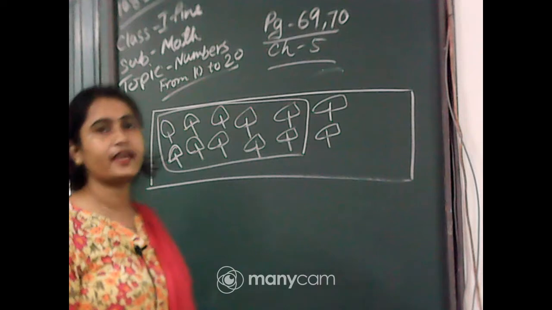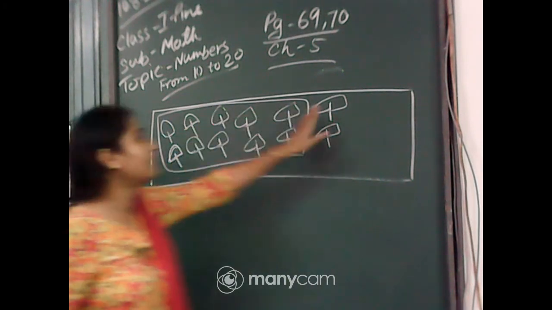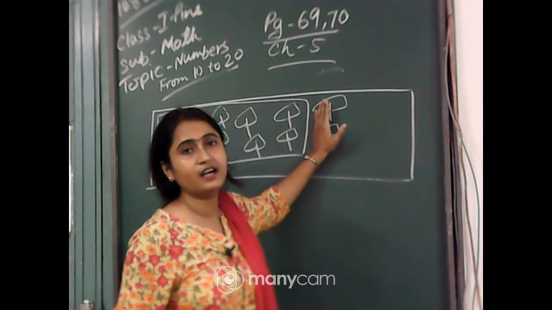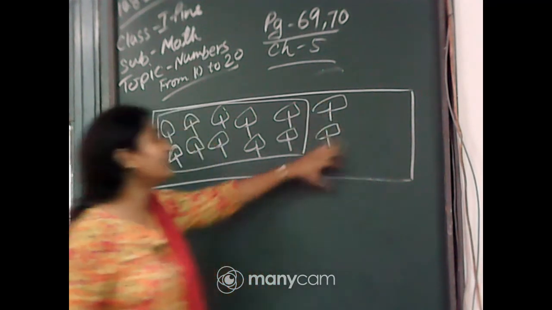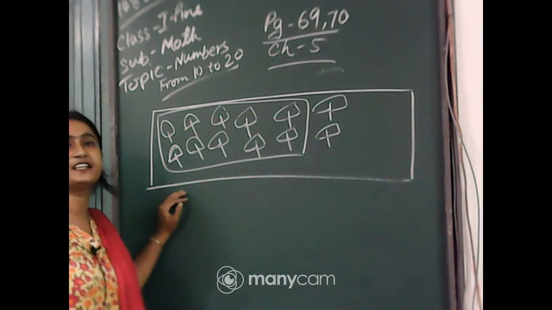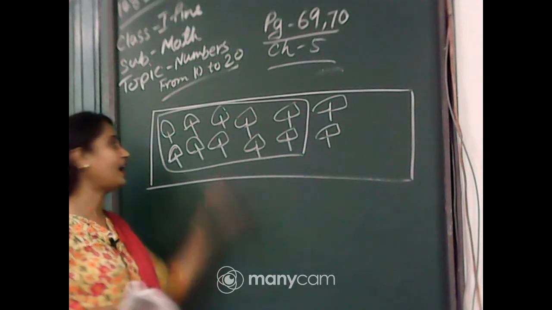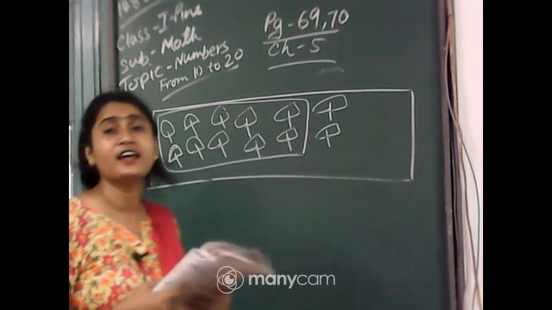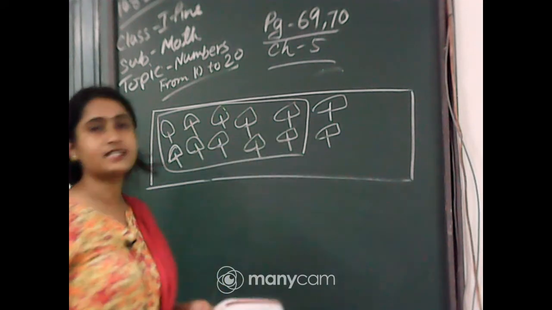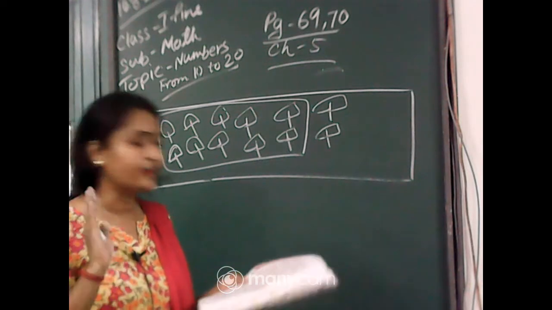In this way, 10 are in a group, or 2 are others, not in a group. How many are left? Here 2 left. Then what will be the number? This number is 1 ten, 2 ones, 12. You have to make a group of 10 ice creams. In this way, in your book, take your pencil and make a group of 10 ice creams.